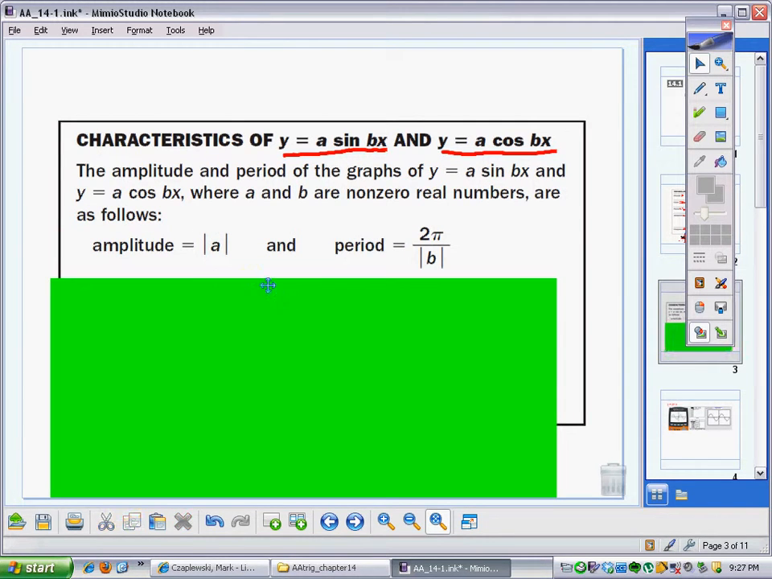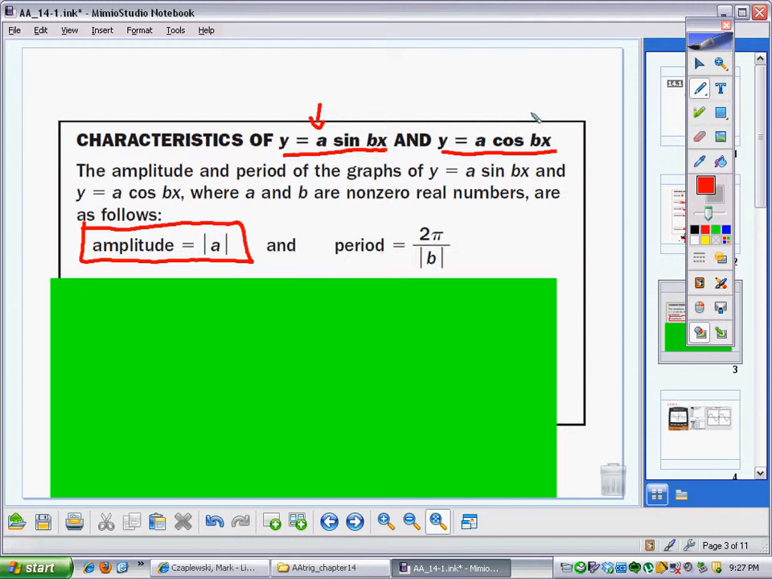Now these are definitely two things I would get down if I were you. Amplitude is the absolute value of whatever that number is in front of the sine. Maybe it's a 5, then the amplitude would be 5. Maybe it's negative 5. The absolute value of negative 5 is still 5, so the amplitude is 5. Amplitude is a distance, so that's why we take the absolute value. We want to just know how long that is.